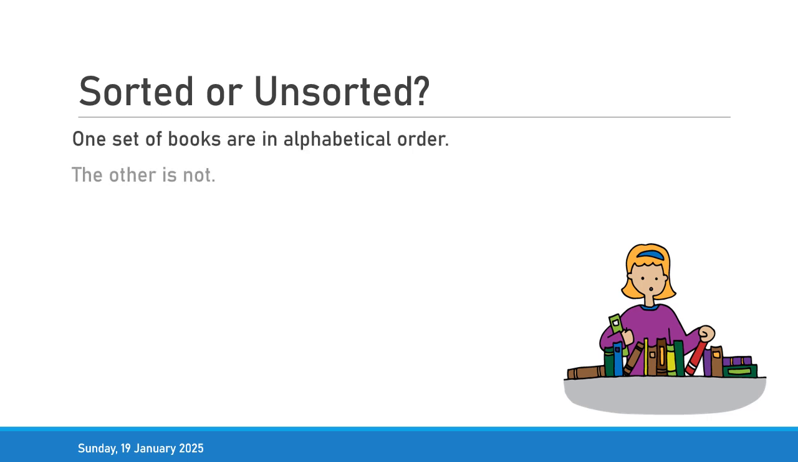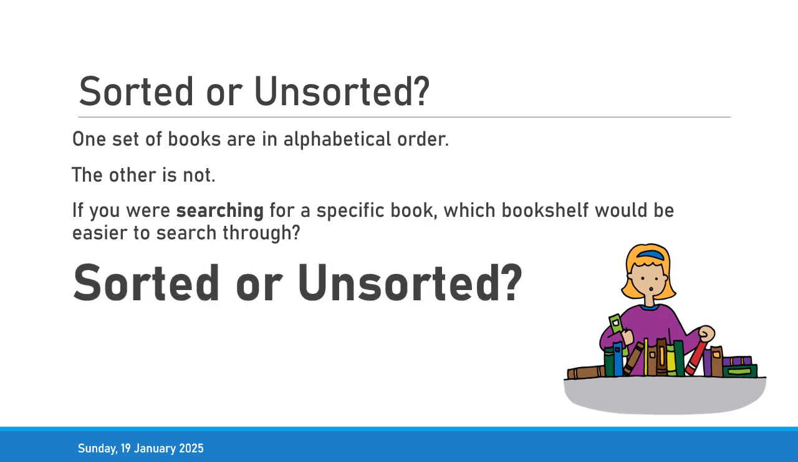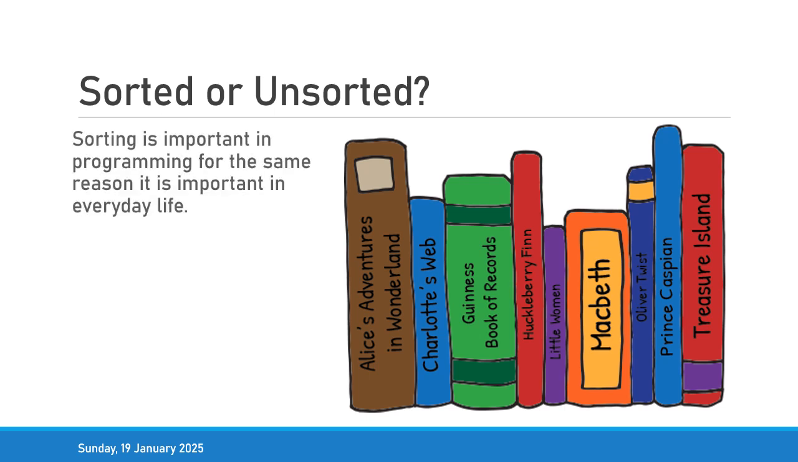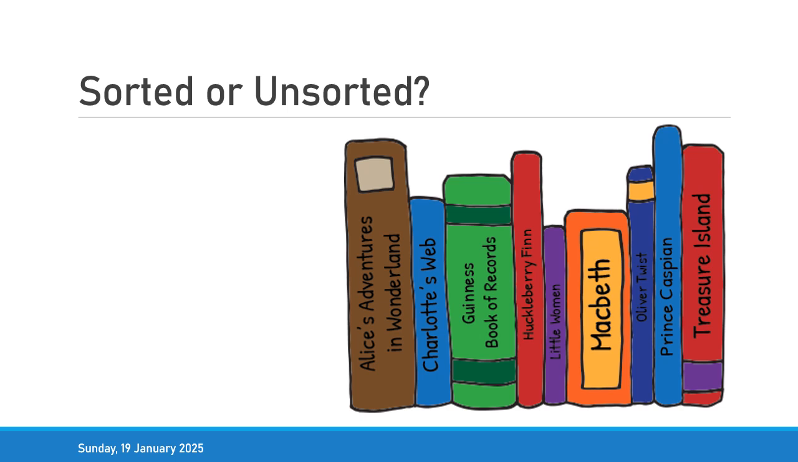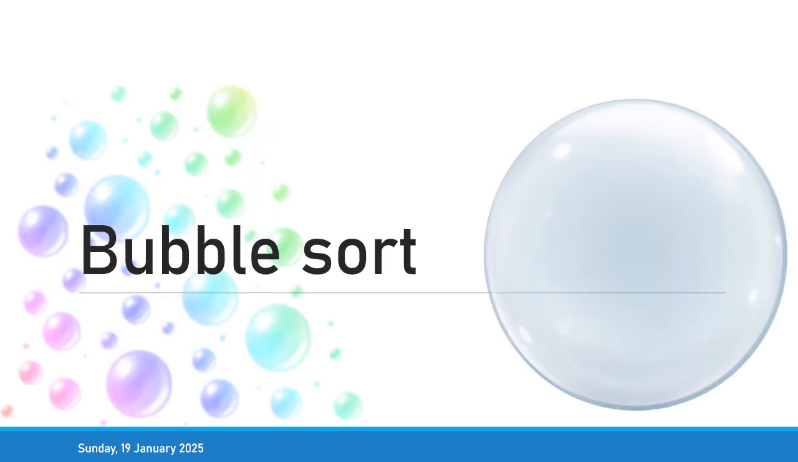So let's say that we have a list of books. One set of books are in alphabetical order, the other isn't. And if you're searching for a specific book, you'd want to search in the book that is already alphabetized, one that's already sorted. A sorted list is just easier to search in. Why? It's because it's easier and faster to locate the items that we are searching for. Thankfully, we've got computer programs that can do this job for us to make our life just a lot easier.